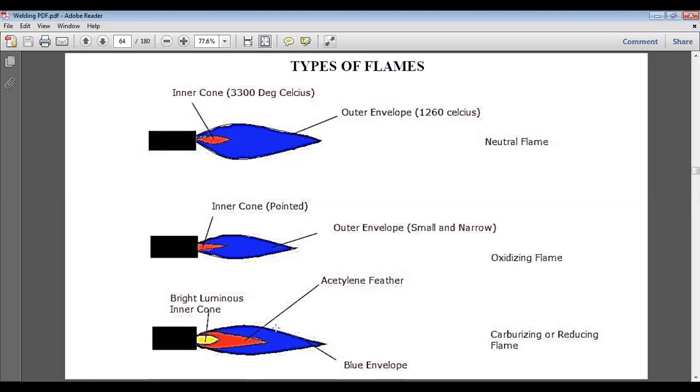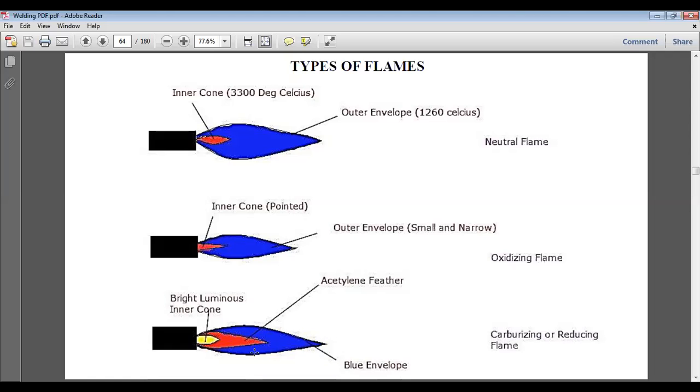Lesser burning of acetylene means we have to reduce the proportion of oxygen. So if the proportion of oxygen is 1, the acetylene could be 1.5, 2, or 3. In this way there is lesser opportunity for acetylene to burn, and it has a lower temperature as compared to the oxidizing or neutral flame.